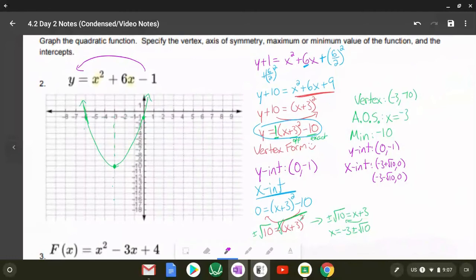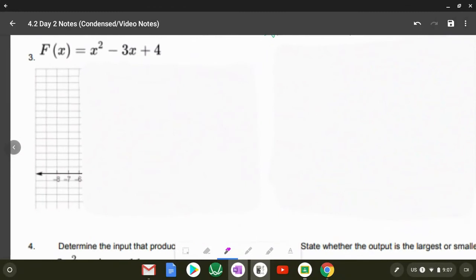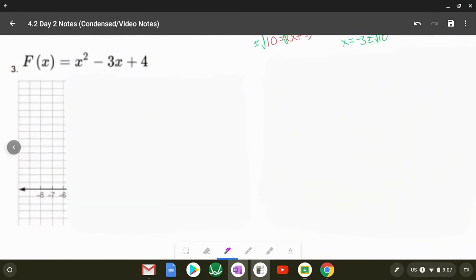So go ahead and pause the video here. We've got another example for number 3. Go ahead and pause the video for a second. Try it out on your own, and then unpause it and check your answer.